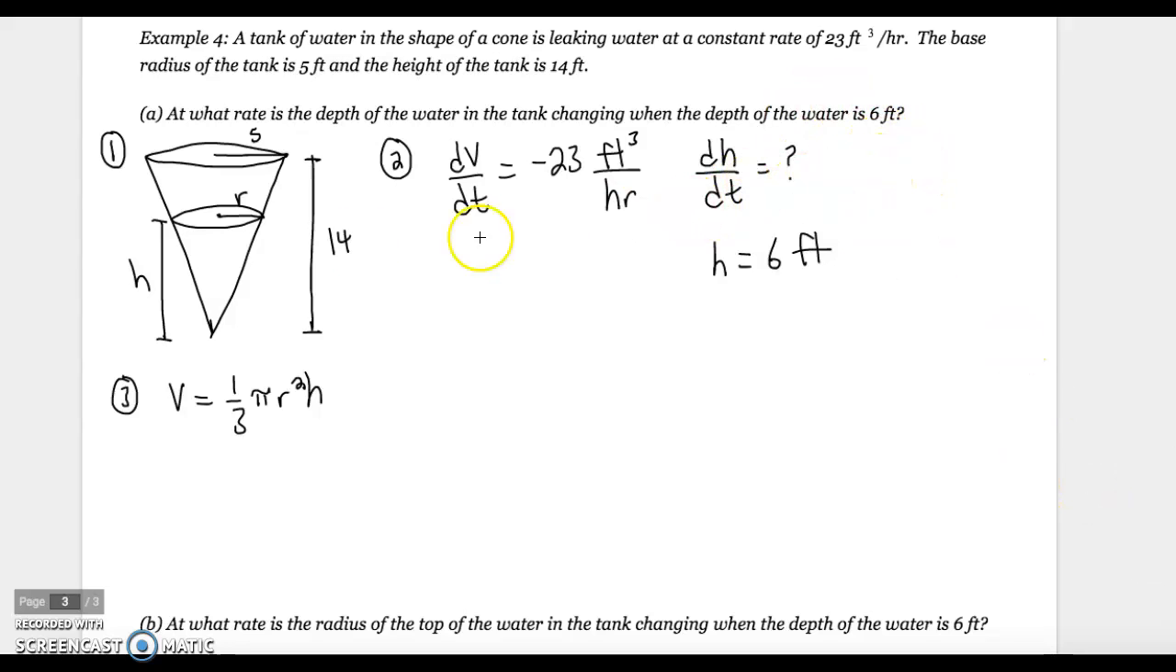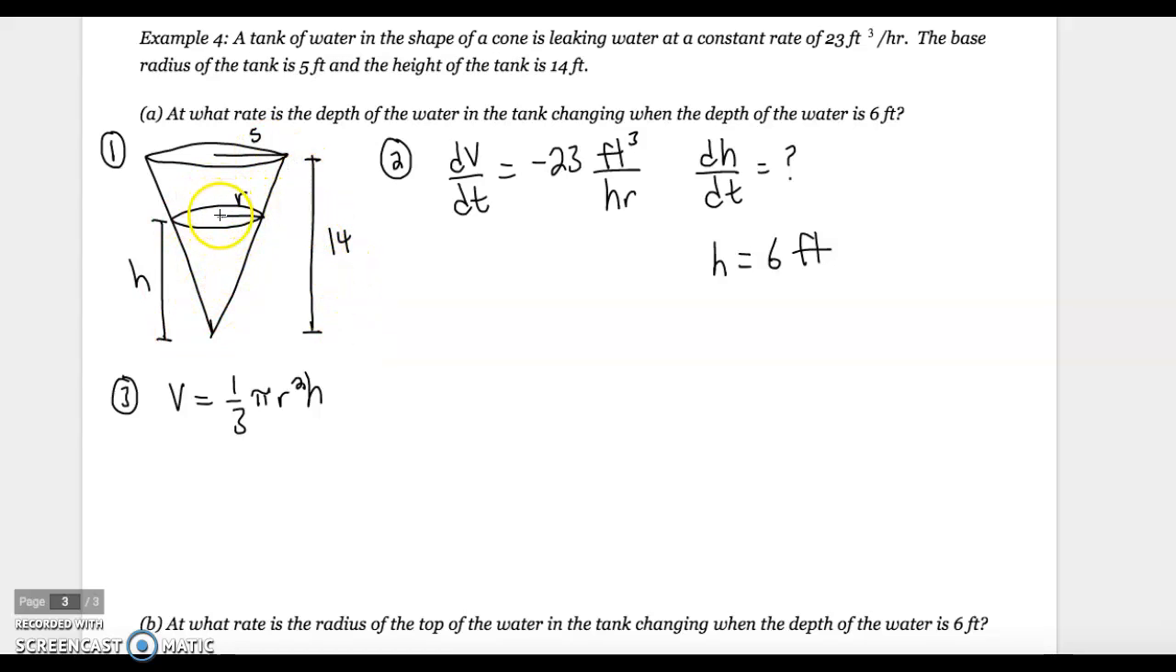So one other piece of information that we know about this tank and this water is that they're proportional. The tank is never going to change. So the tank is still going to have a 5-foot radius at the top, and the height is going to be 14. Well, that's always going to be proportional to the water.